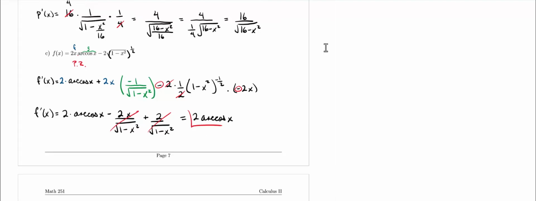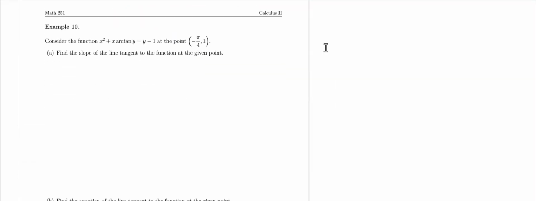Alright, so now let's take a look at another classical example involving derivatives, where we're being asked to consider a function, and we want to figure out what is the slope at that point, and what is the equation for the tangent line at that point. So for example 10 here, we're being asked to consider the function x squared plus x times the arctangent of y equals y minus 1 at the point negative pi over 4, 1. So given this information, we want to figure out what is the slope of the line tangent to the function at that point.